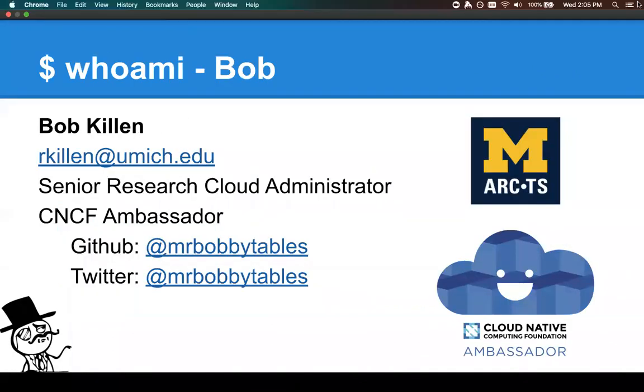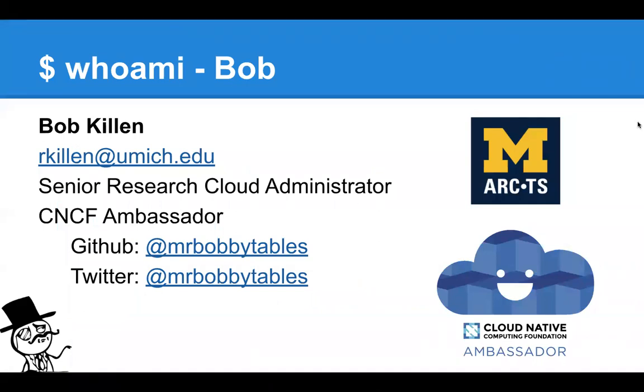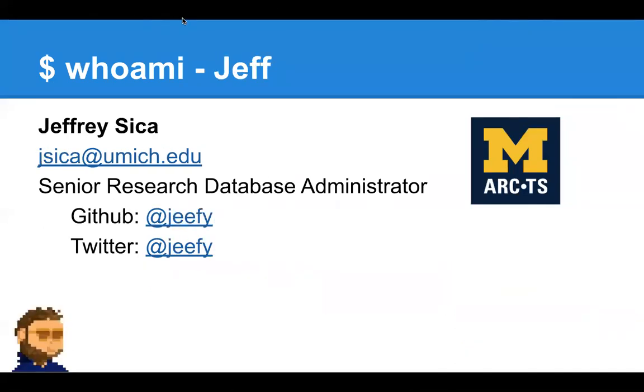My name is Bob Killen. I am a senior research cloud administrator for the University of Michigan. I am also a Cloud Native Computing Foundation ambassador. The Cloud Native Computing Foundation is sort of the vendor neutral entity that oversees the Kubernetes project and a whole bunch of other things. Sorry, we have to do a mute shuffle. And my name is Jeffrey Sica. I also work for the University of Michigan ArcTS. I happen to be a Kubernetes contributor. I am not a CNCF ambassador, and I'm not bitter about it. But, you know, I just need to bring that up and point that out.